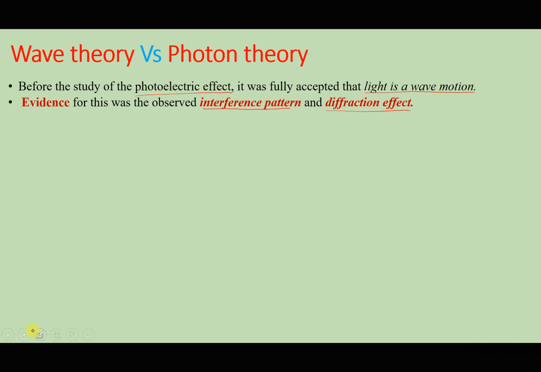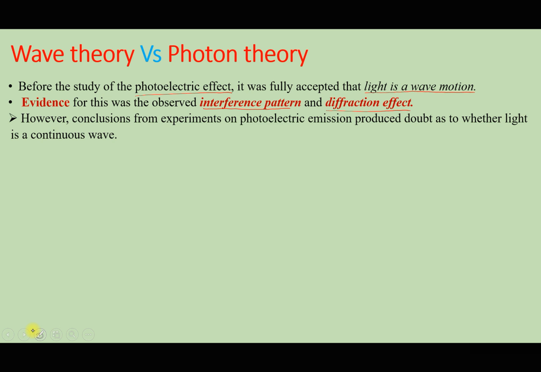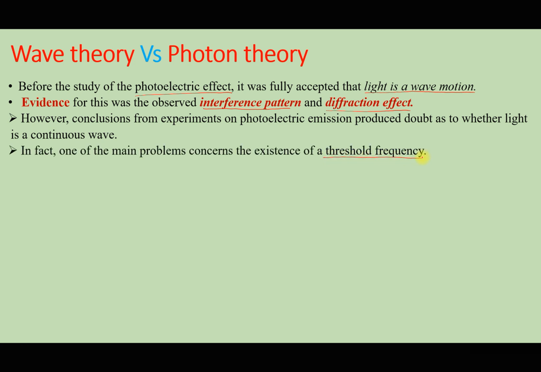However, conclusions that we have just seen from photoelectric emission produced some doubt as to whether light is a continuous wave as predicted by the wave theory. In fact, one major one is the existence of the threshold frequency. If light is a continuous wave, when we shine light on a metal surface, why can't we shine visible light on a zinc plate for a long period of time and electrons are emitted from the zinc plate?